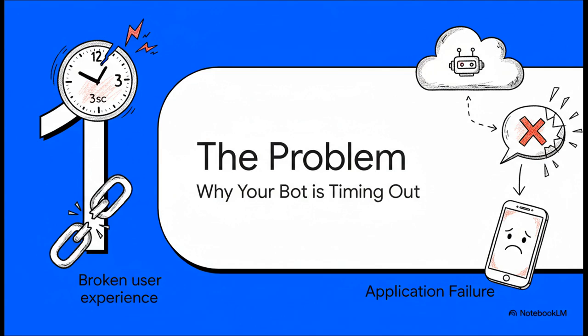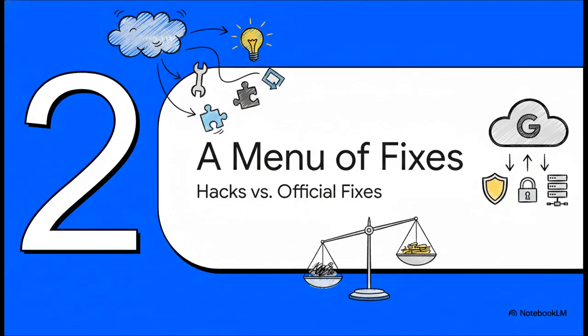So let's frame this in the real world. That Slack bot we were talking about, it has to respond in under 3 seconds, or Slack just gives up and calls it a failure. So when a cold start takes longer than that, the application doesn't just feel slow, it's actually broken. It's a failed user experience, plain and simple. So the big question, how do we fix this?